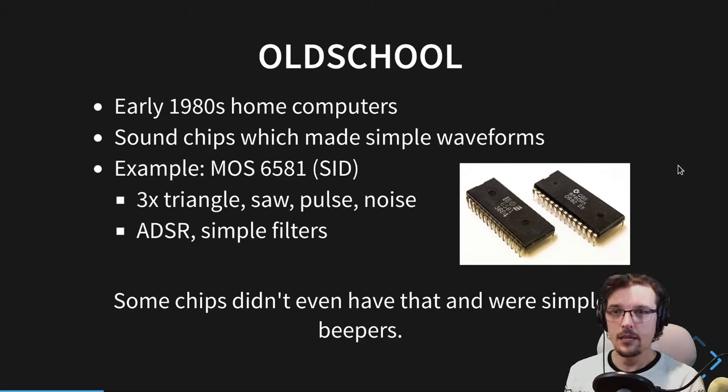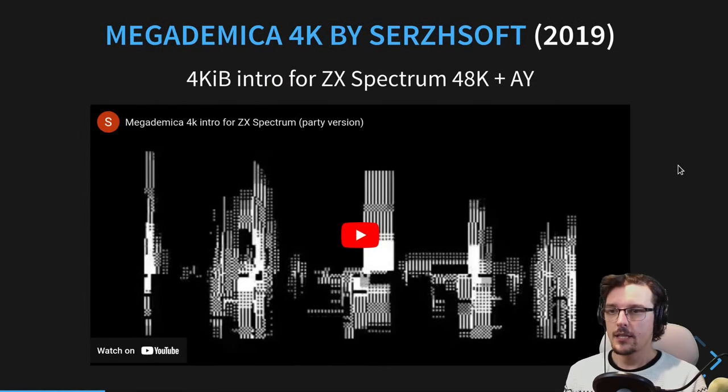So let's see what can be made with these. This is an example of a 4 kilobyte intro for ZX Spectrum plus AY chip. This chip is a bit less capable than SID, but is somewhat functionally similar for our purposes. This entire executable file producing this music and video is less than 4096 bytes in size.